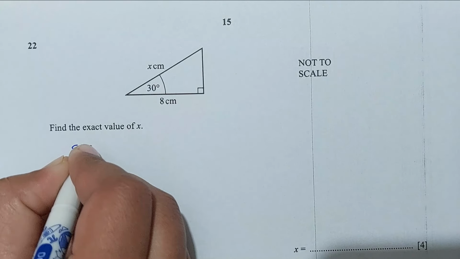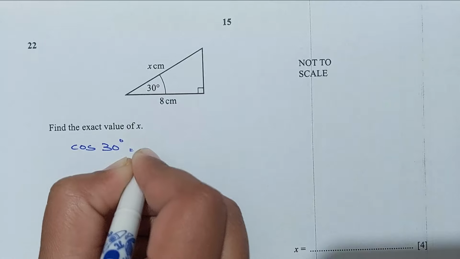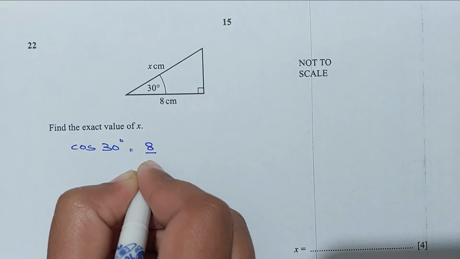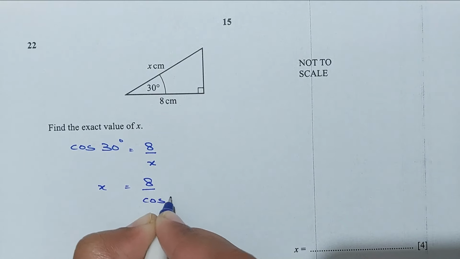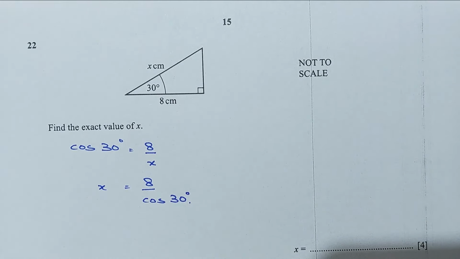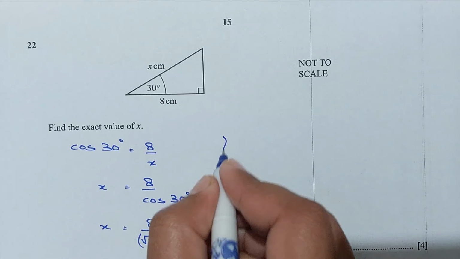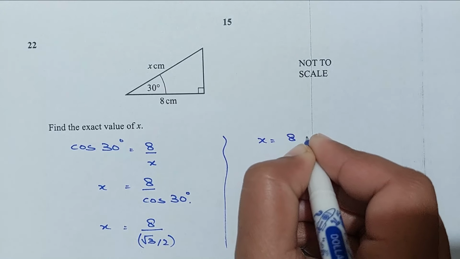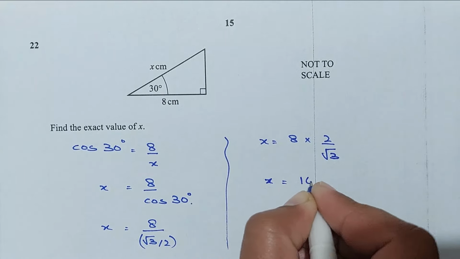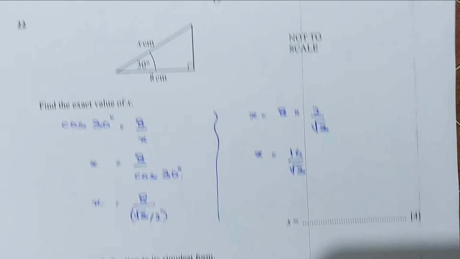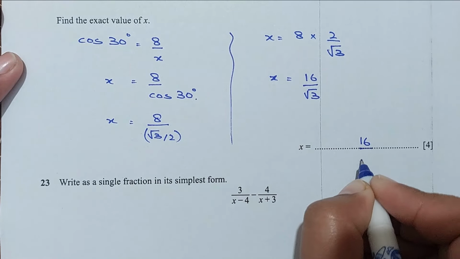We can apply this. Cos 30: adjacent is 8 centimeters and hypotenuse is x. So what is x? x would be equal to 8 over cos of 30 degrees. 30 degrees is a special angle, and we know cos 30 is root 3 by 2. So x is 8 divided by root 3 by 2, or we can say x is equal to 8 times 2 over root 3. 8 times 2 is 16 over root 3. This is my x, 16 over square root of 3.